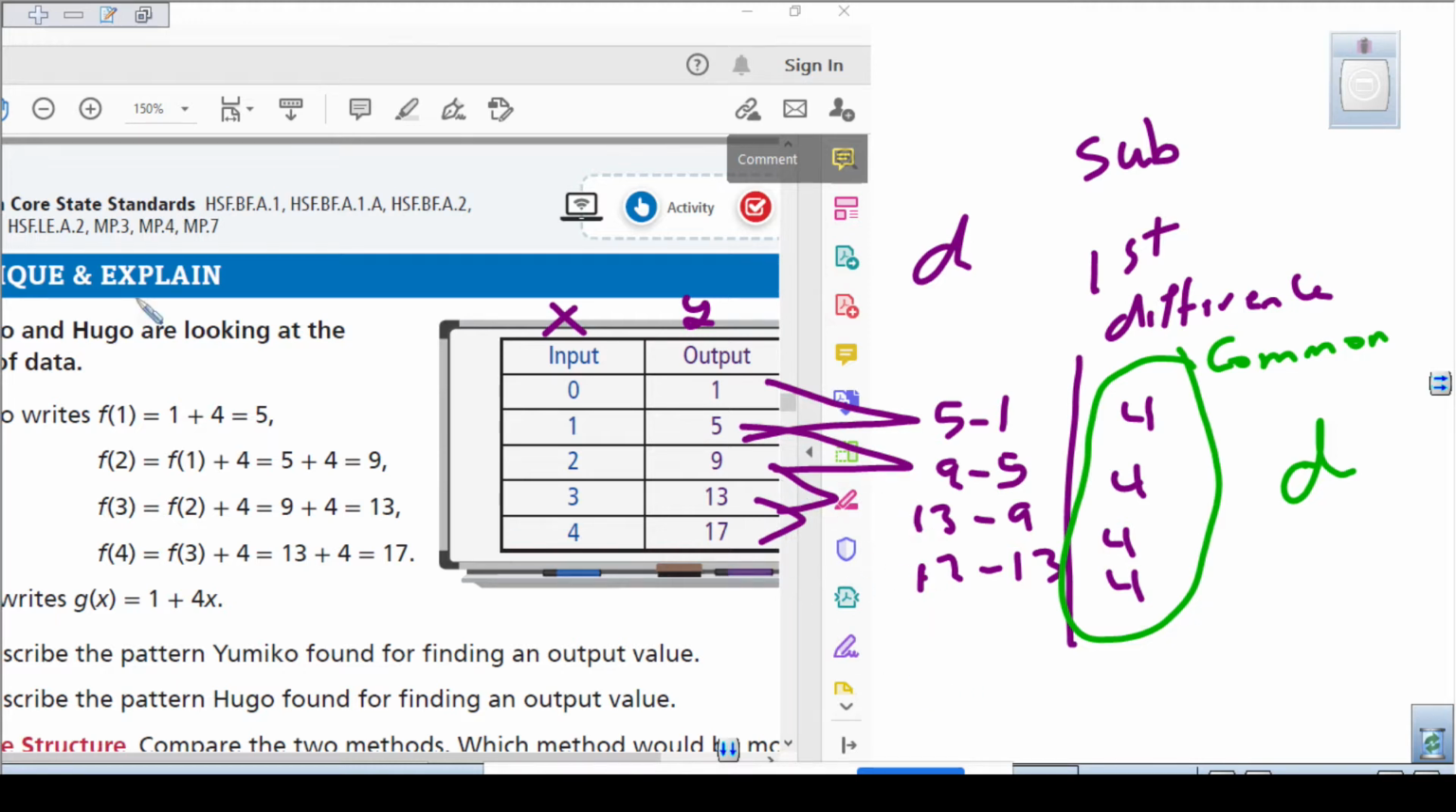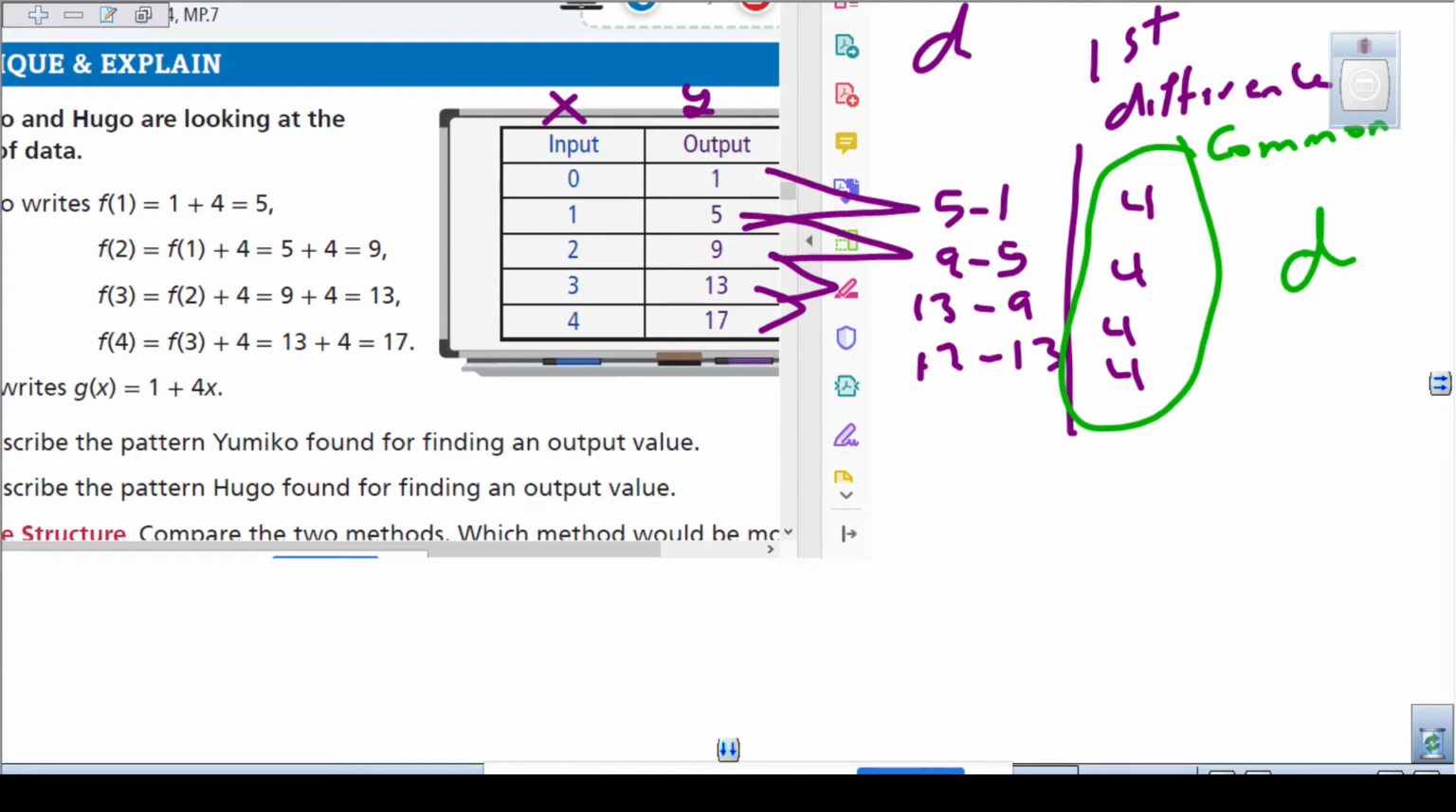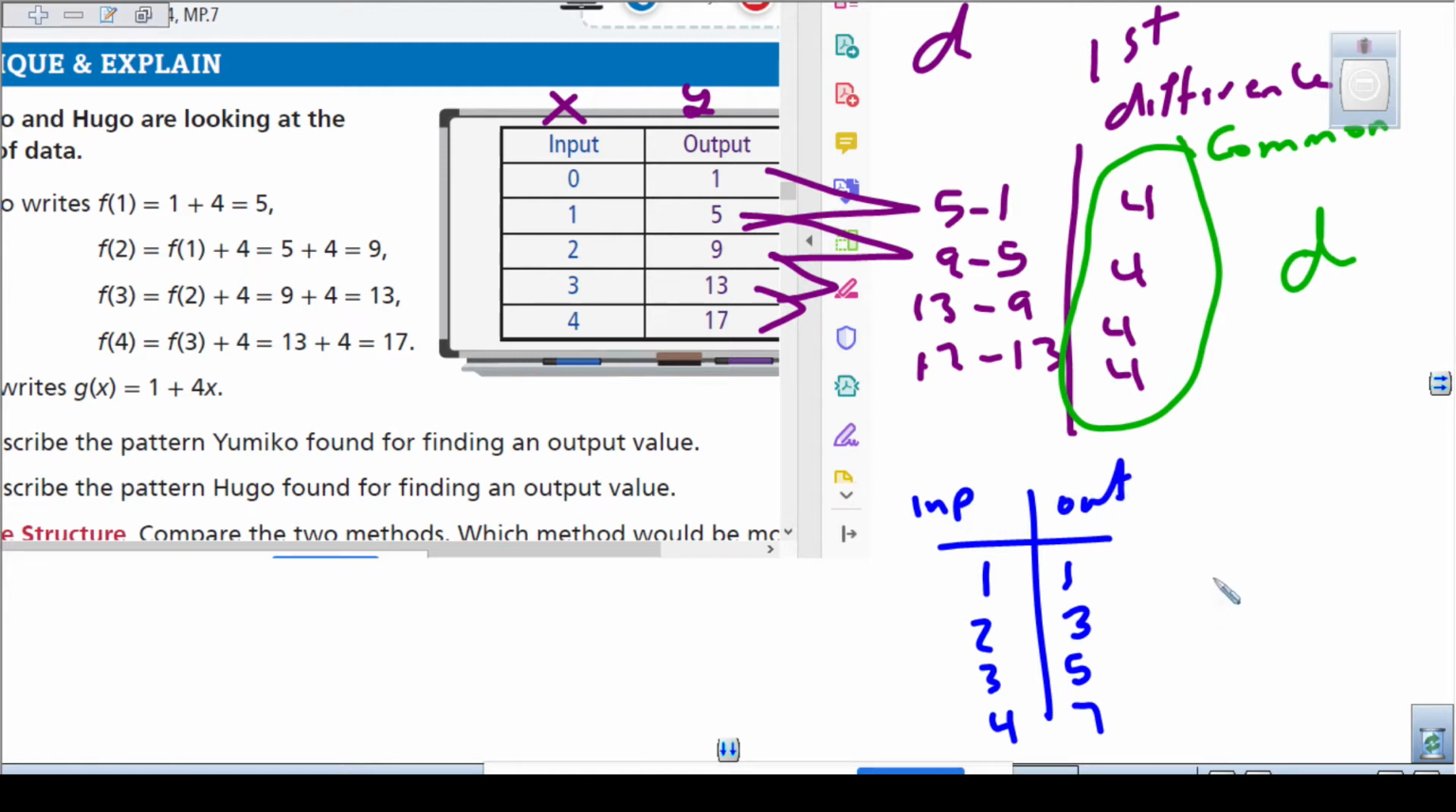Now I wanted you to help me. If I give you a table, can you find me the first difference? Let's say I want to do a table like this. I'm going to say 1, 2, 3, 4, and the outputs are 1 and 3 and 5 and 7. Input, output. Find me the first difference and tell me if it's common.